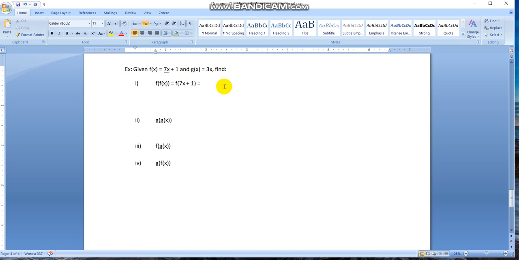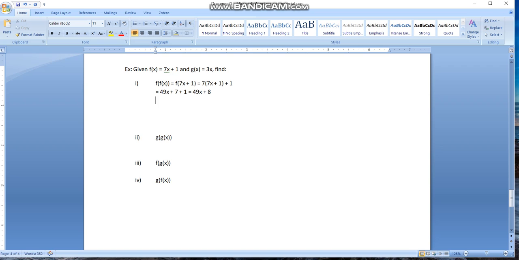Okay, so if we have 7x plus 1 here, everywhere we see an x, this is going to be 7x plus 1. So we're substituting that in. What this becomes is 7 times 7x, which is 49x. 7 times 1 is 7. And we're left with this 1 on the outside, so plus 1. Simplify this further, this is 49x plus 8.